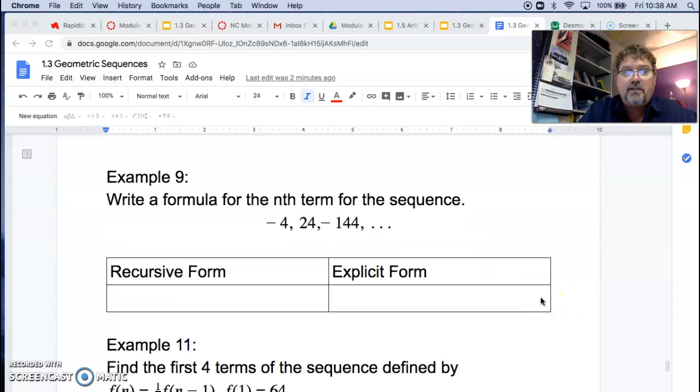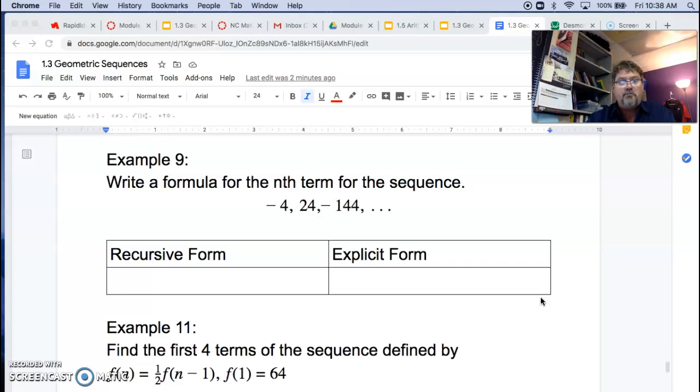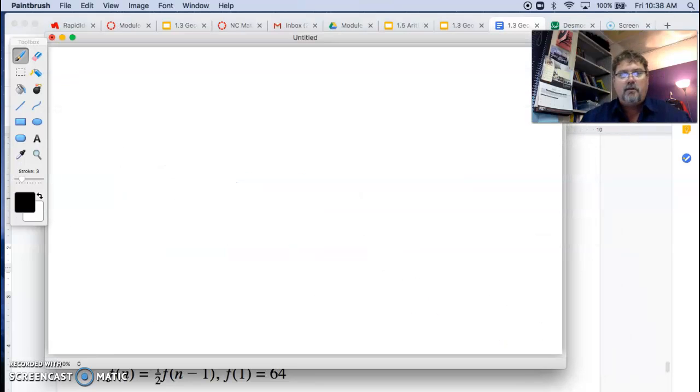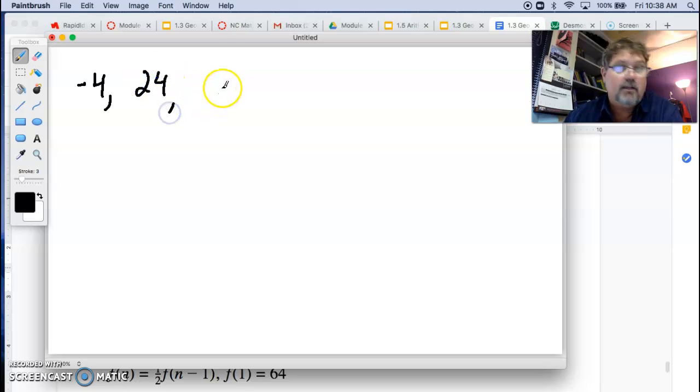All right, I'm going to come down here and do an example. We'll do the explicit form. And this needs to be example 10, it looks like to me. A little mislabeled there. Okay, so we're going to come over here and we'll find a recursive form for this sequence. And then we'll go find an explicit form. So let's pull up this little drawing pad here and see what we can do with this thing. So our sequence is -4, 24, -144, and it goes on infinitely.